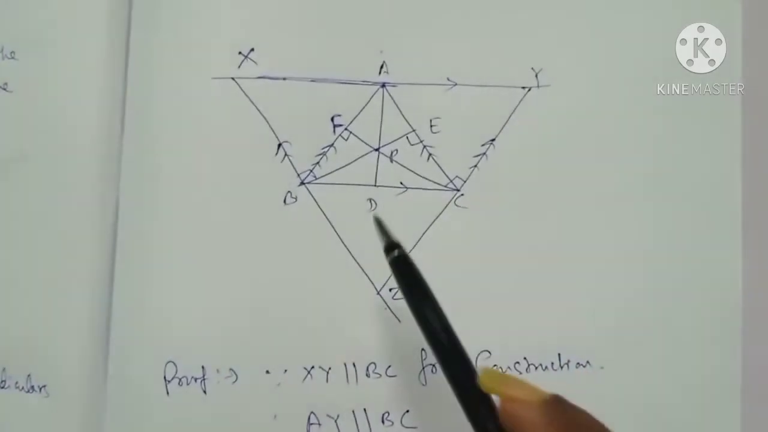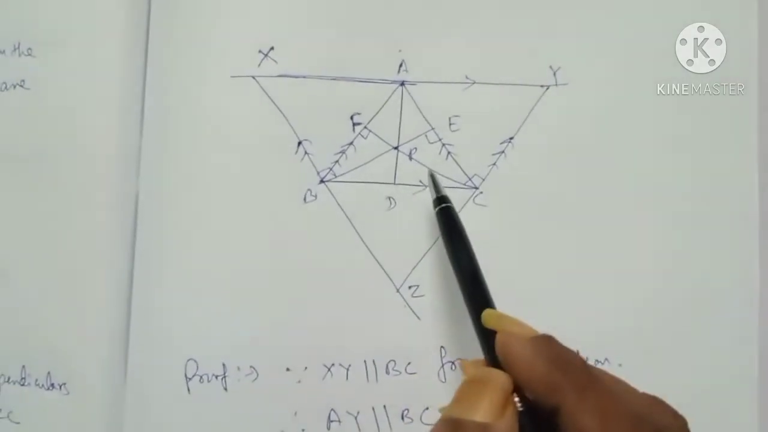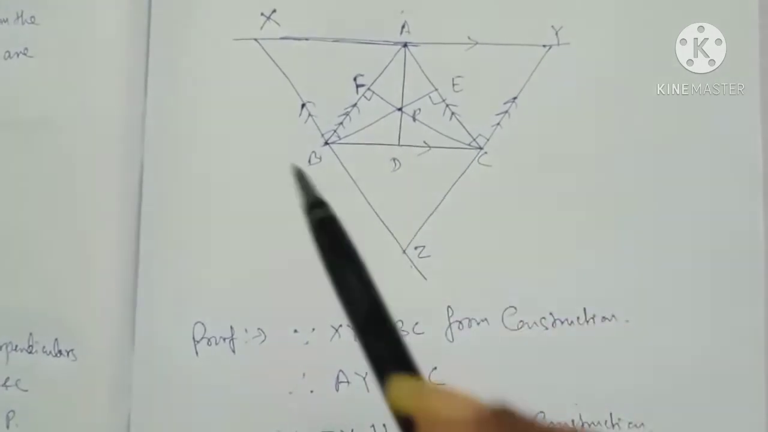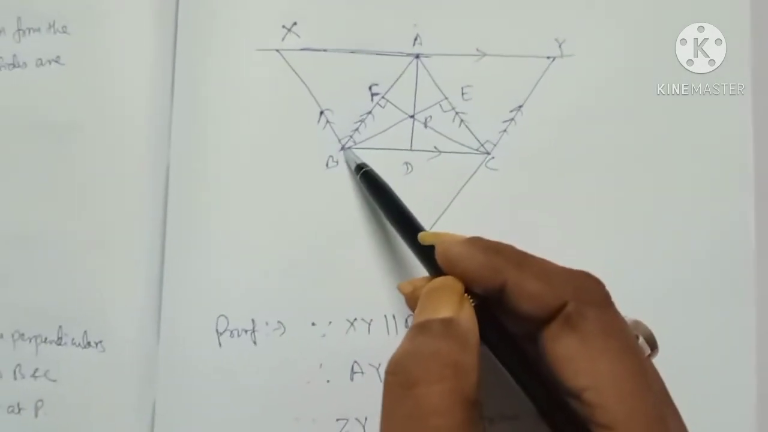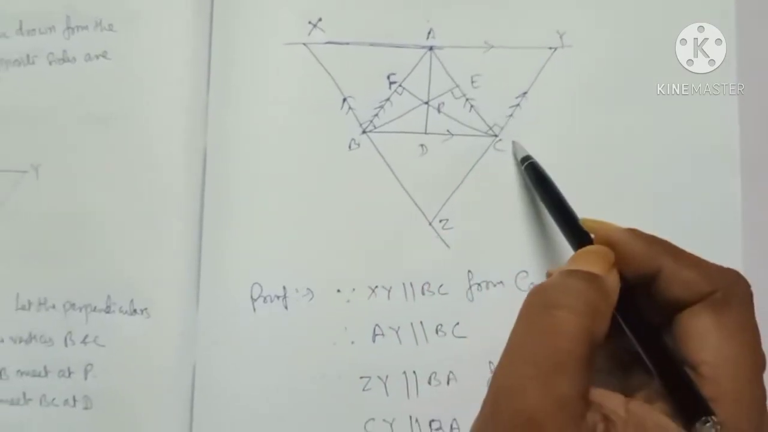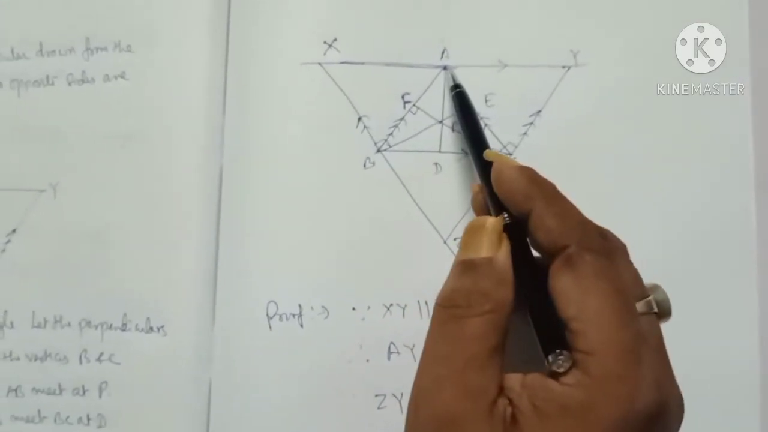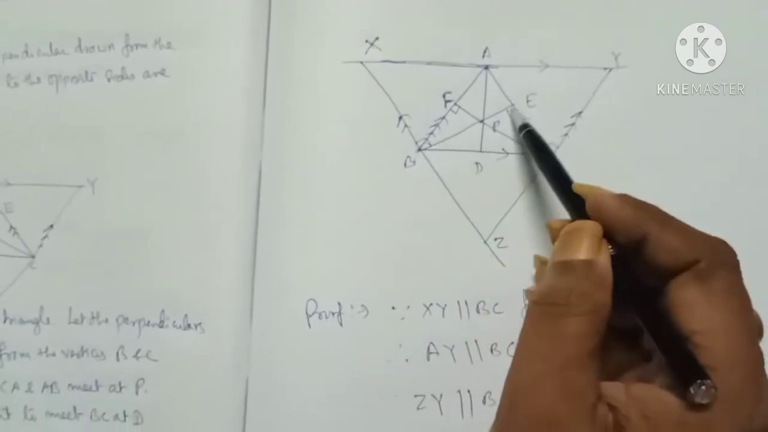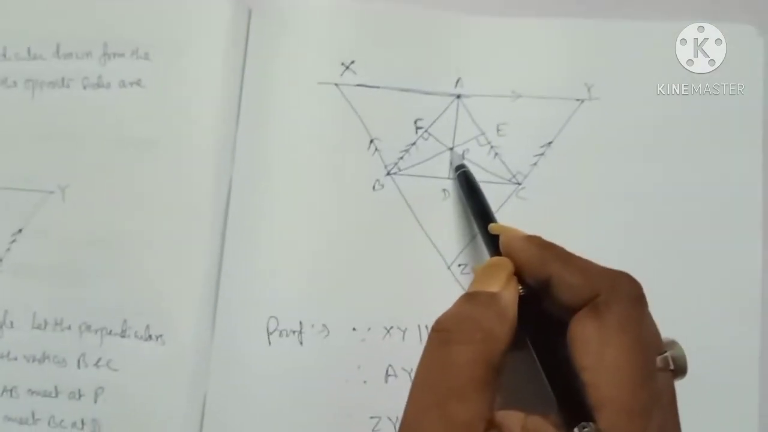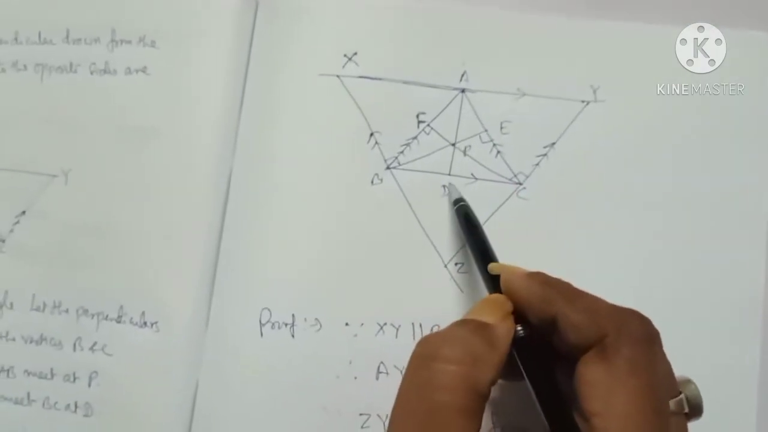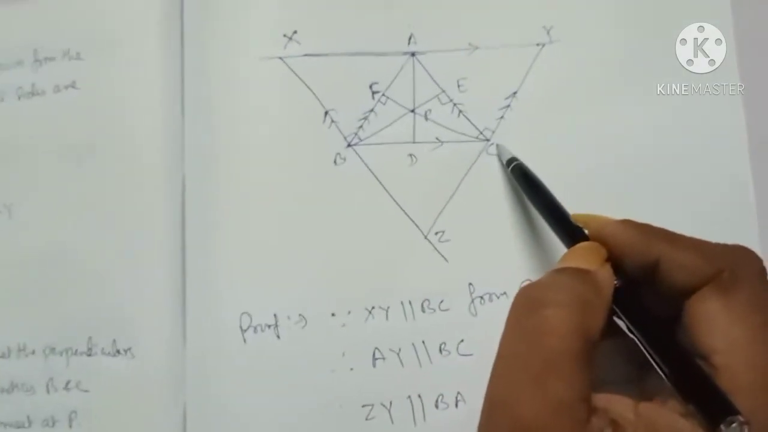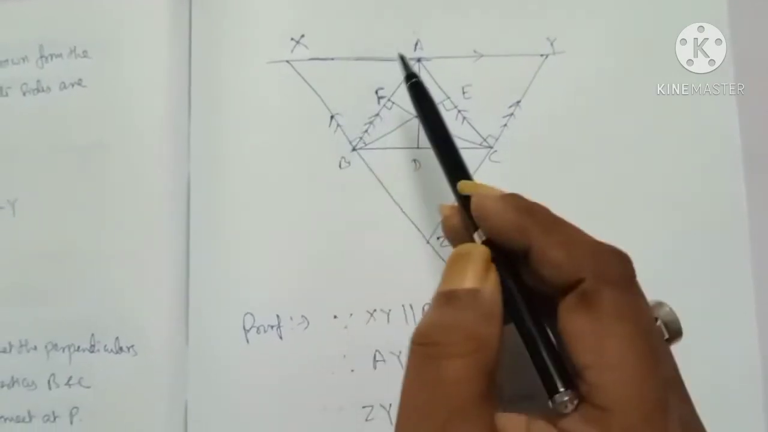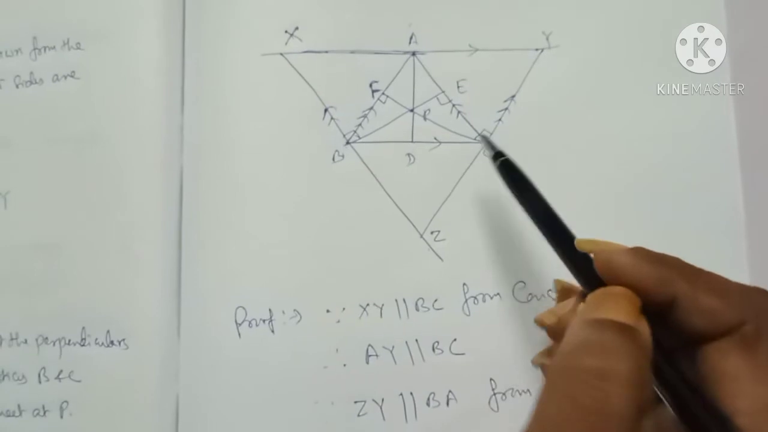ABC is a triangle where BE is perpendicular to AC and CF is perpendicular to AB, and this BE and CF intersect at P. AP is joined and produced to D to intersect BC. Now we have done a construction. We have to prove that AD is perpendicular to BC.